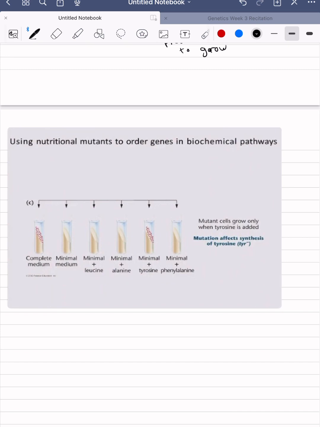we'll see that when that does occur, you put all the nutritional media mutants in the vials with the different types of mediums. So we have complete medium here, minimal media, minimal plus leucine, alanine, tyrosine, and phenylalanine. We find that in complete medium and in minimal media plus tyrosine, growth does occur. So this tells us that the mutant lacks the amino acid tyrosine, or it lacks the gene that allows for the making of tyrosine, or has a defect in it.